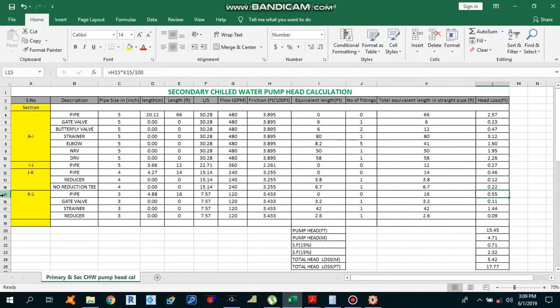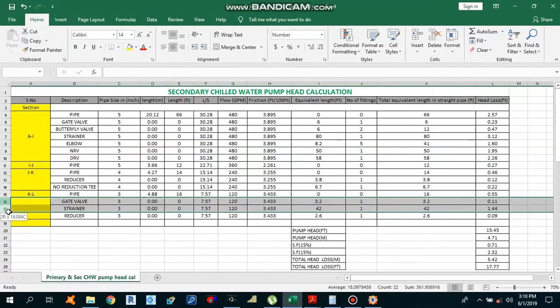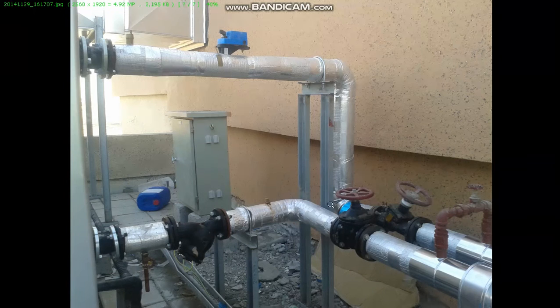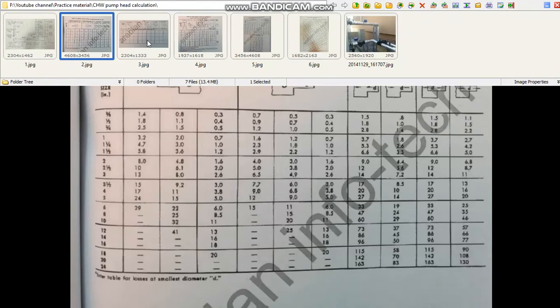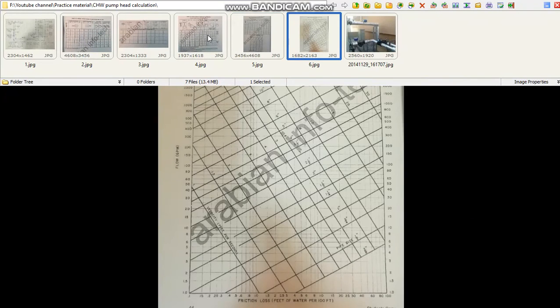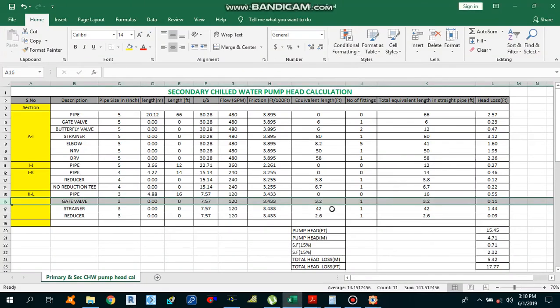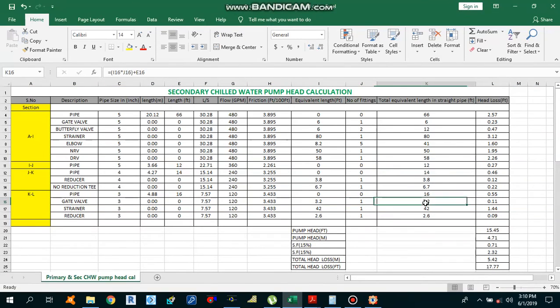Now the fittings which we have over here from K2L are gate valve, strainer and reducer. First, gate valve, 3-inch pipe size, same GPM. We need to get the equivalent length of this 3-inch gate valve. Okay, we have a gate valve over here and 3-inch gate valve. Move to the right side, we got 3.2 is the equivalent length. So 3.2, only one gate valve, so total equivalent length 3.2 in the straight pipe, and you can calculate the head loss in the same way I have explained.